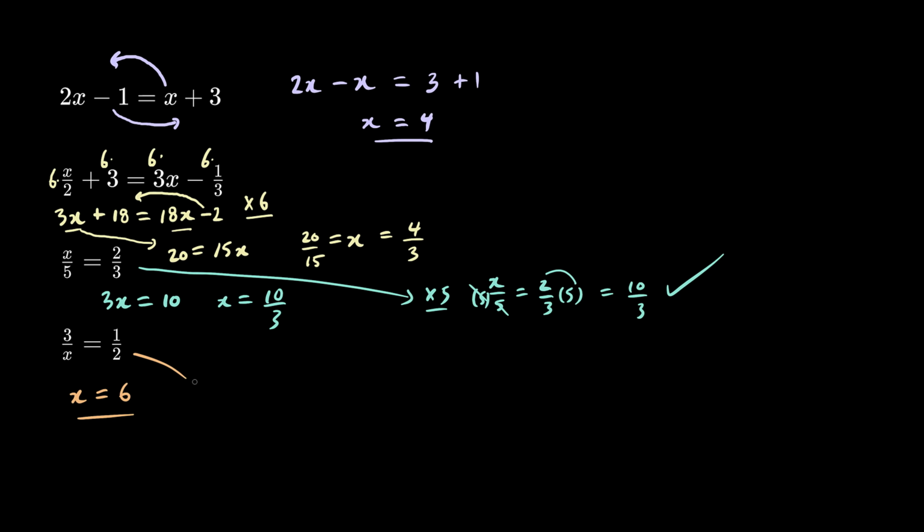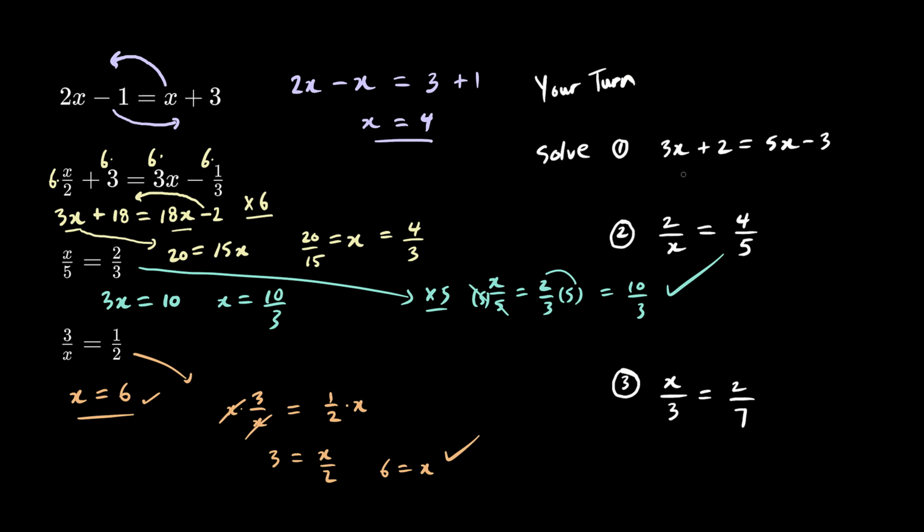Now for the sake of practice, let's just try multiplying both sides by x. So if you multiply both sides by x, you have the expression x times this term and this term, and you can see that the x's cancel out. So what we have now is 3 is equal to x over 2. Now you can multiply both sides by 2. So 6 is equal to x. You can see that we have the same answer.